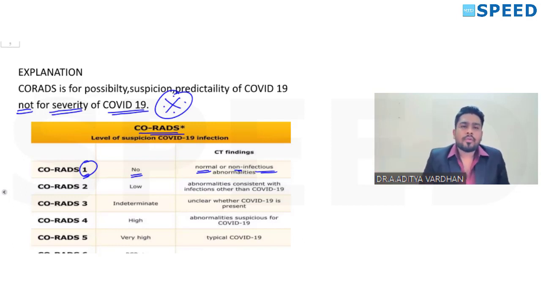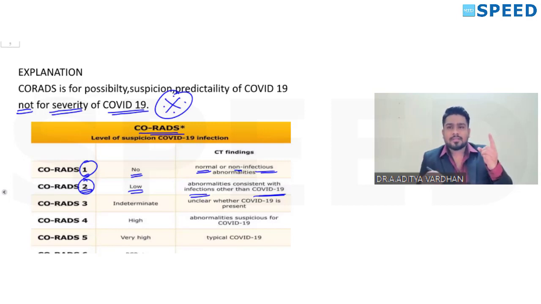Now we are going to CORADs 2. Here there is low suspicion of COVID-19. Here what you must understand is the HRCT scan of the patient is found to have infection, but infections other than COVID-19. CORADs 1 is HRCT with abnormalities but no infections. CORADs 2 is infection present but not a COVID-19 pattern.